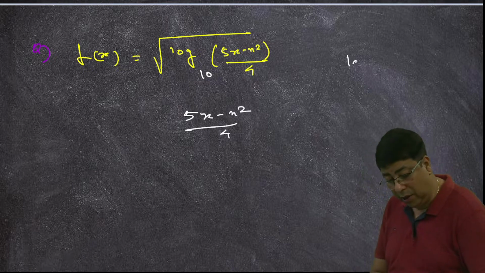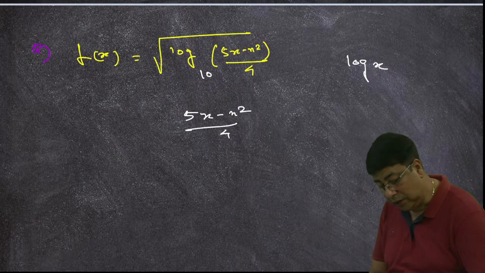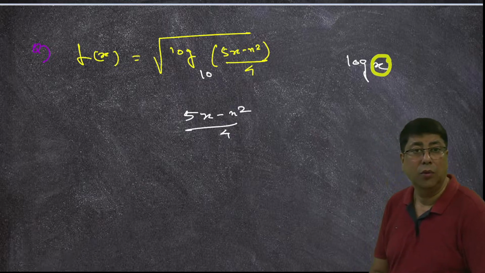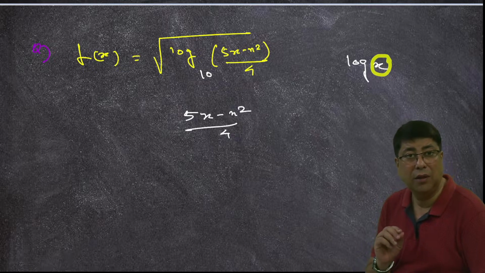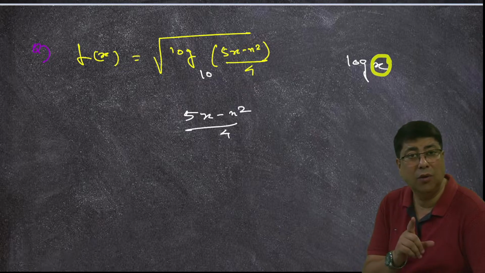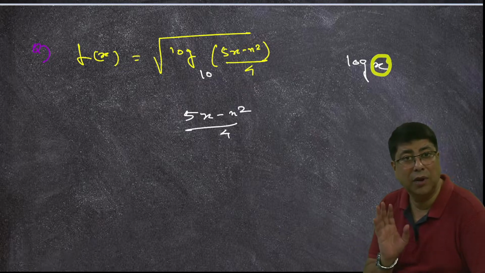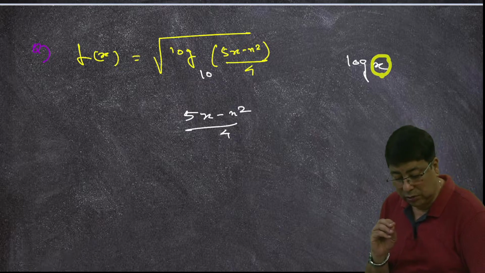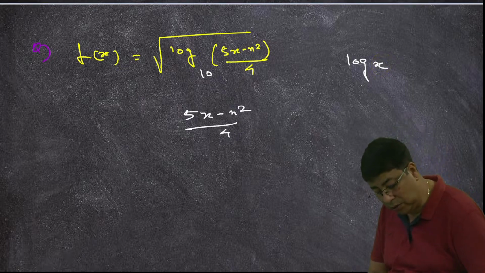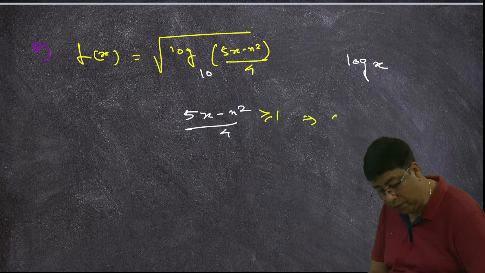One very important thing, log x. Just see, log x is defined only when x is greater than 0. Log 1 is 0. If x is lesser than 1, then log is coming negative, because log 1 is 0. Okay? So if log is to be positive, this should be greater than or equal to 1. Therefore, (5x minus x square) by 4 is greater than or equal to 1, so 5x minus x square is greater than or equal to 4.